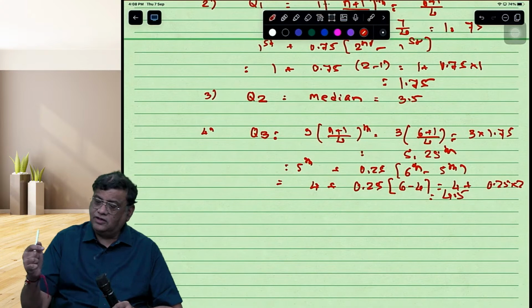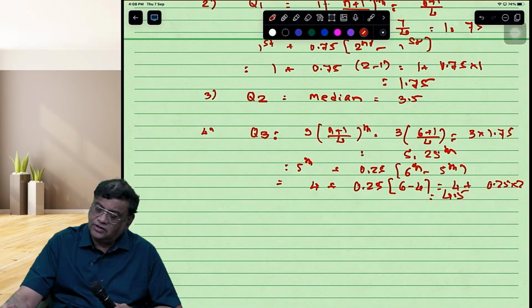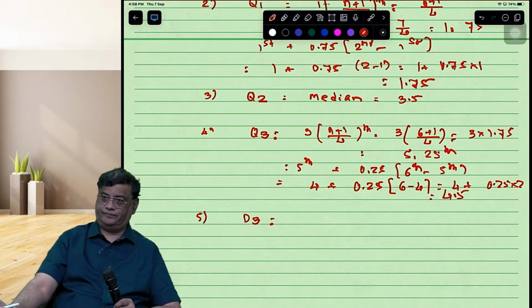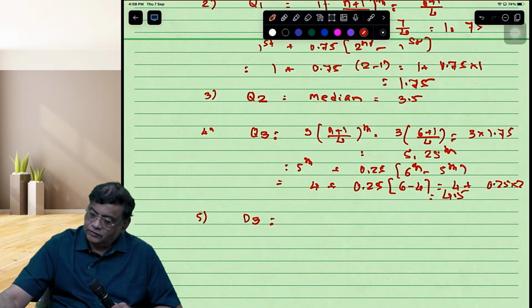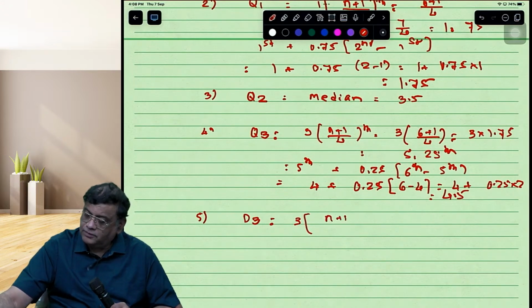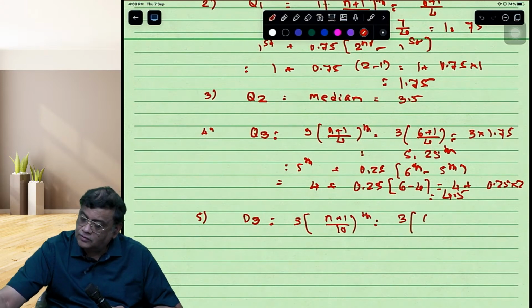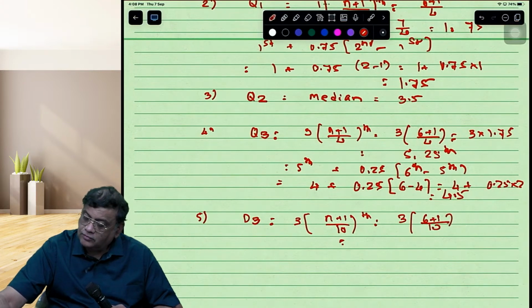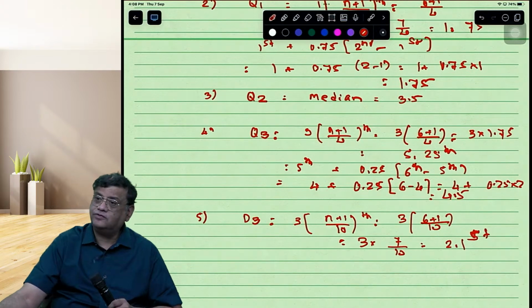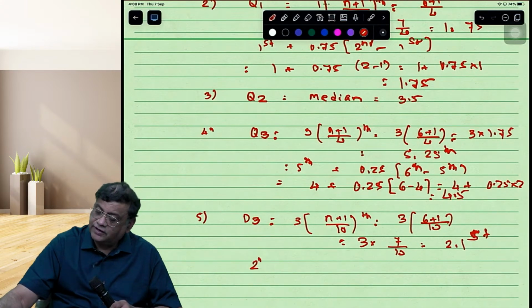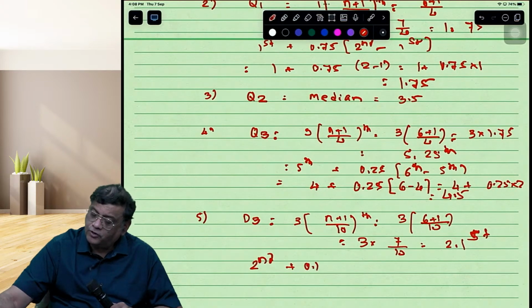On exactly the same lines, if I ask you what is the third decile D3, what will you do? It will be the 3 into (n plus 1) by 10th observation. That means 3 into (6 plus 1) by 10, which is 3 into 7 by 10, that is the 2.1th observation. Therefore the second is complete, plus 0.1 into third minus second.